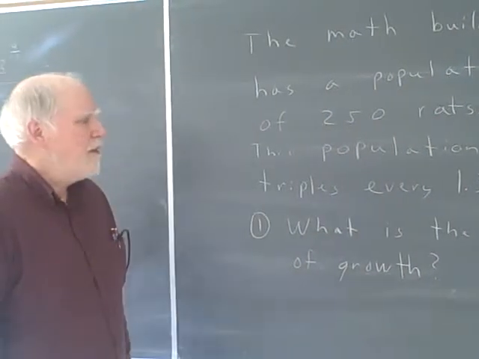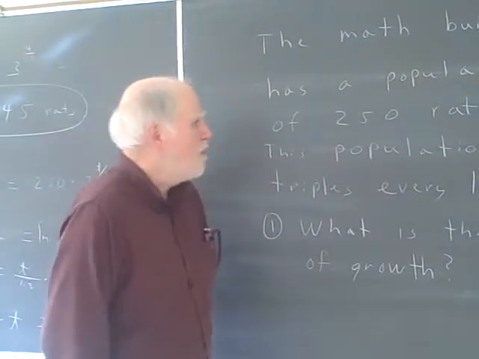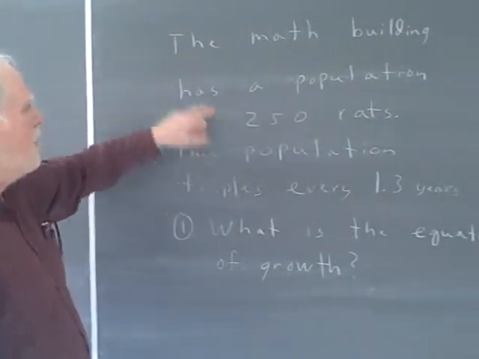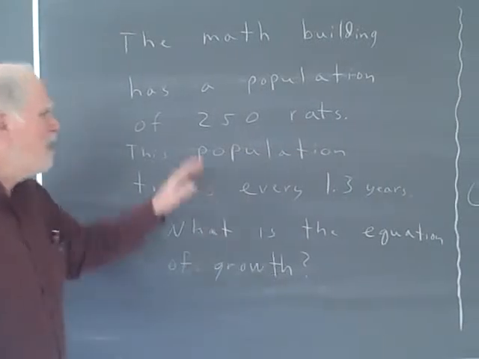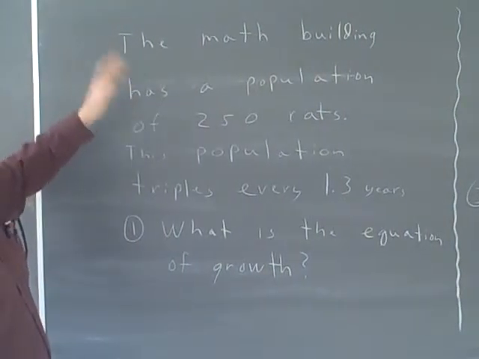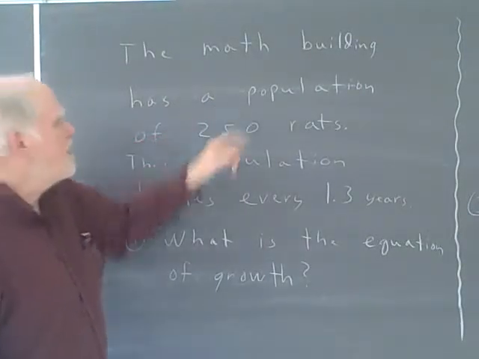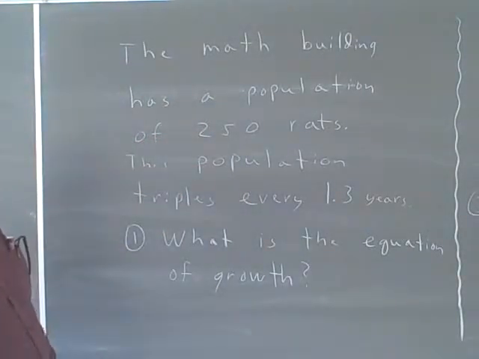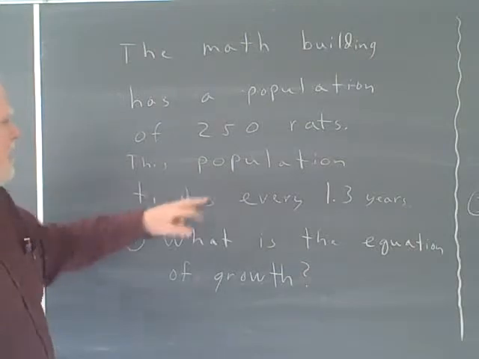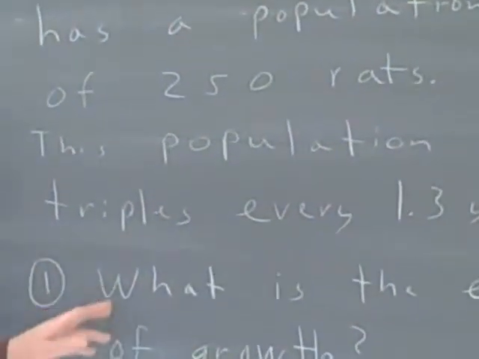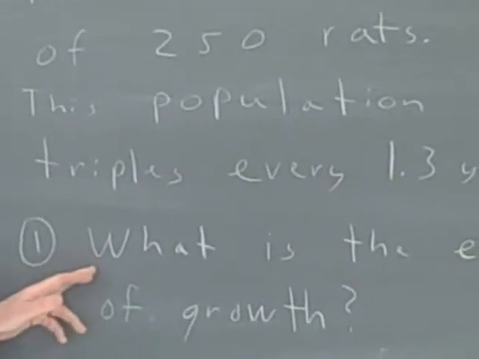Okay, last time we talked about getting the equation of growth, and I think I put a problem very similar to this up on the board. The math building at a particular university, the math department, has a population of 250 rats, and it has been found that this population triples every 1.3 years. What I want to do is find the equation of growth.